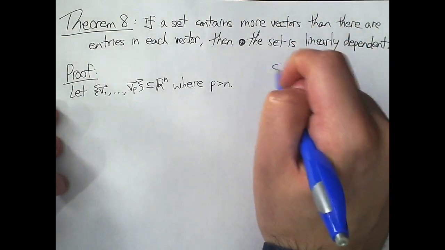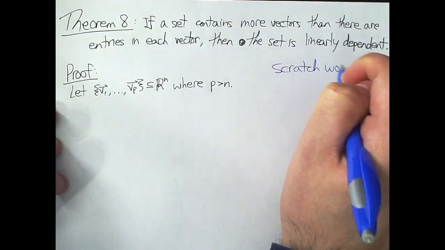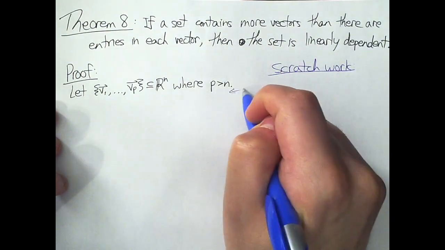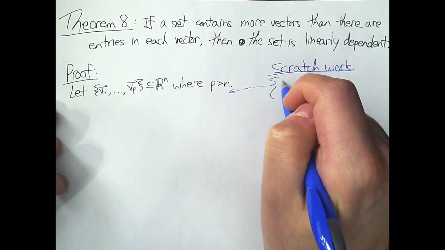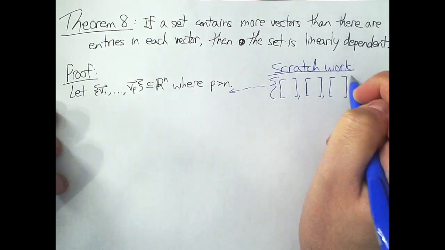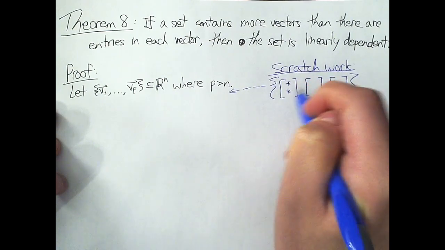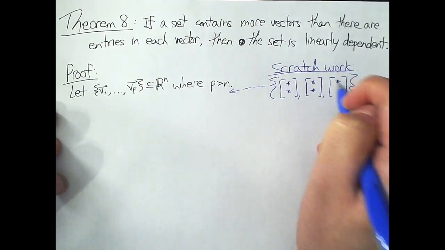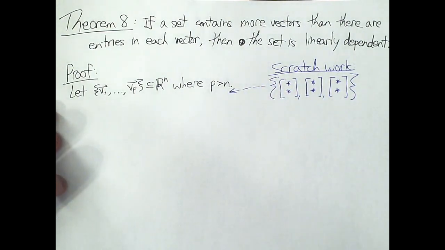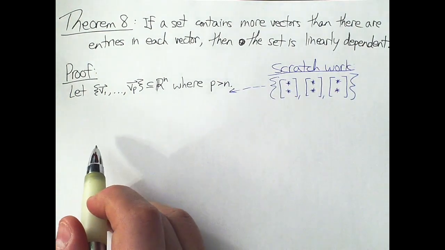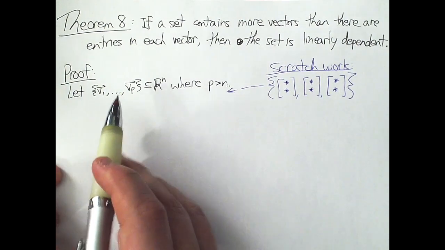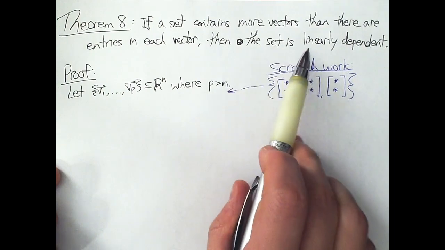I'm going to do some scratch work off to the side. Where we're at right here, I'm imagining a set. It could be 3 vectors with 2 entries. It could actually be something bigger than this, but we don't really want to assume certain numbers here. So let's just say we're dealing with something of this kind of shape and size or bigger. Let's remember, what are we trying to show? We're trying to show that this set is linearly dependent.